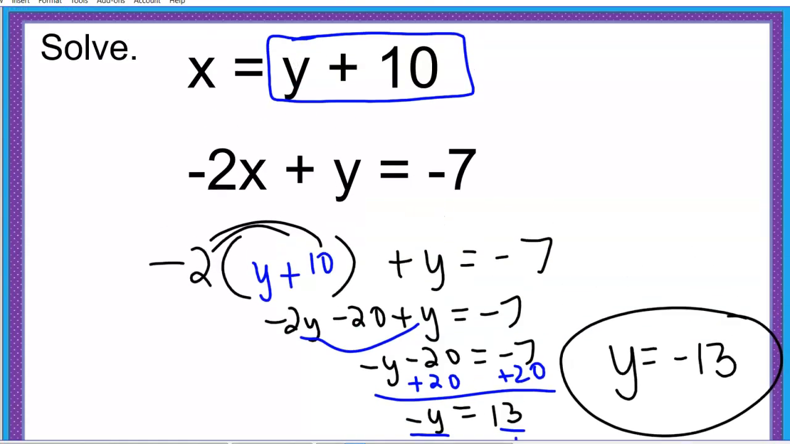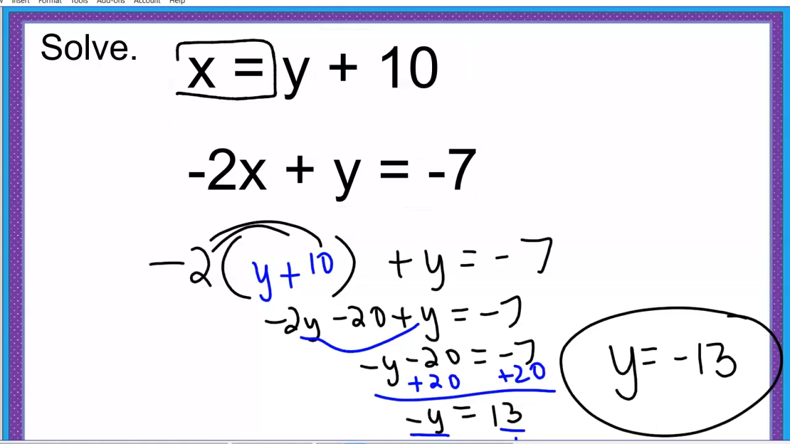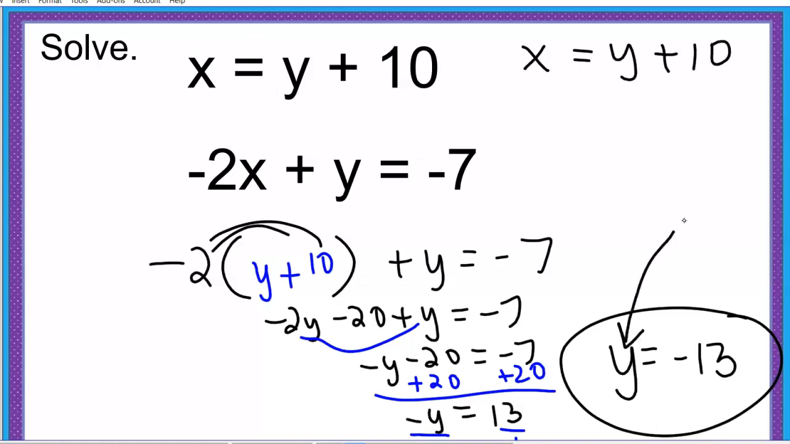Remember, that's only one of my solutions. I'm going to go back to the top here, and I'm going to look at my two original sentences, and I'm going to choose one of them. I like the top sentence because it tells me x equals, and that's what I want to know. So I'm going to choose my top sentence here, and I'm going to erase and replace the letter y. So up here I'm going to erase the letter y, and I'm going to replace it with a negative 13. And now all I need to do is compute.